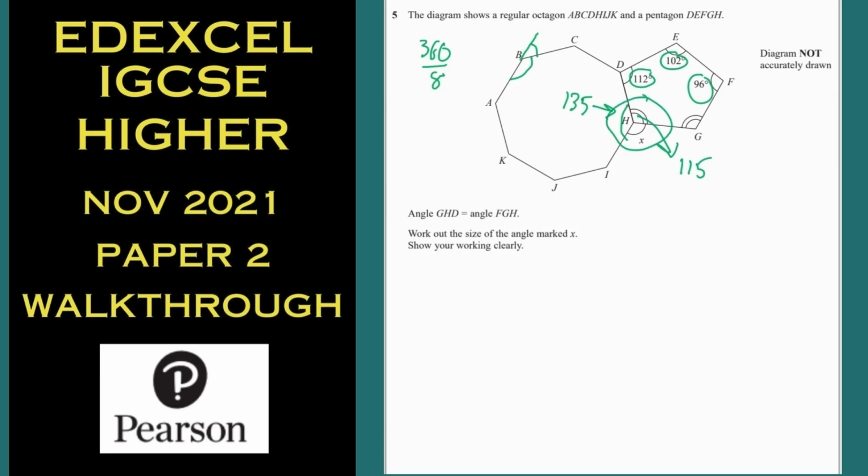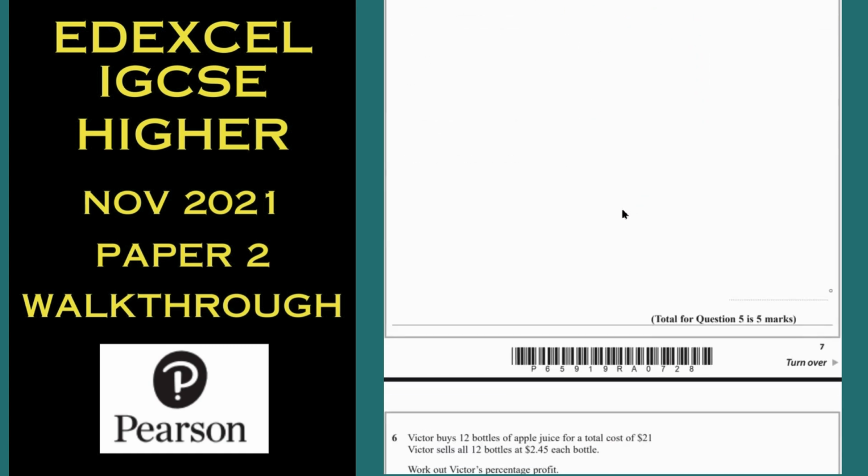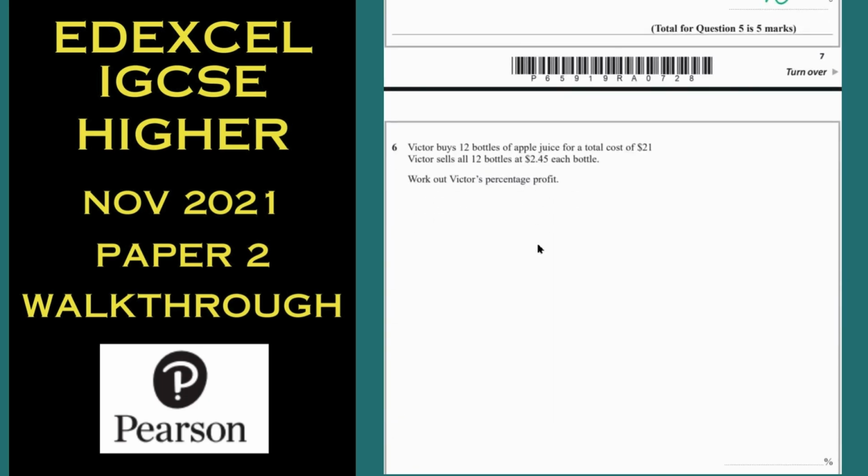That now gives you enough information to work out x. Angles around a point make 360. So you do 360 minus x, and subtract the 135 and the 115, which you have found, for a nice 5 marks. Number 6. Victor selling is one of those percentage profits, so don't forget the formula.